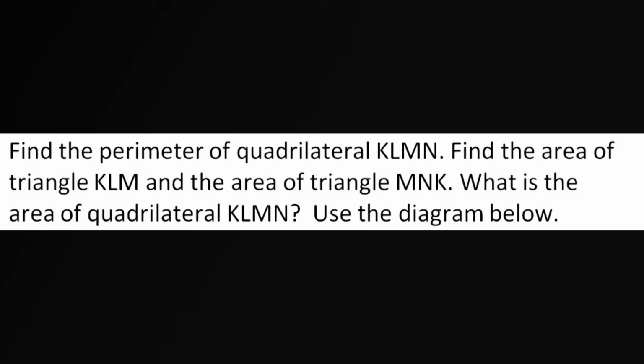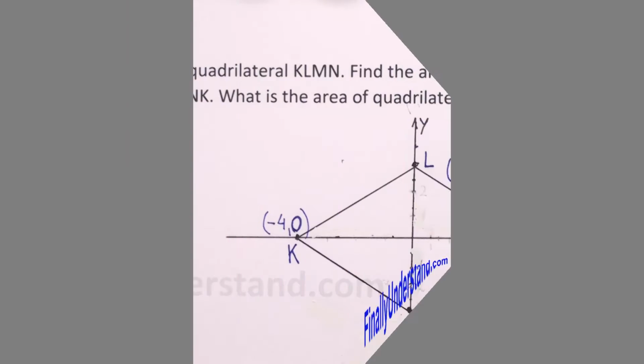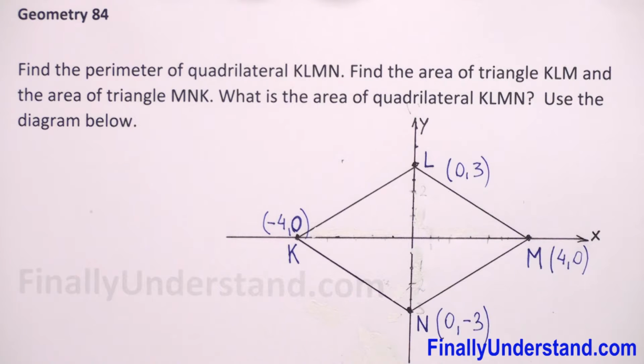Find the perimeter of quadrilateral KLMN. Find the area of triangle KLM and the area of triangle MNK. What is the area of quadrilateral KLMN? Use the diagram below. So we have given here quadrilateral KLMN.